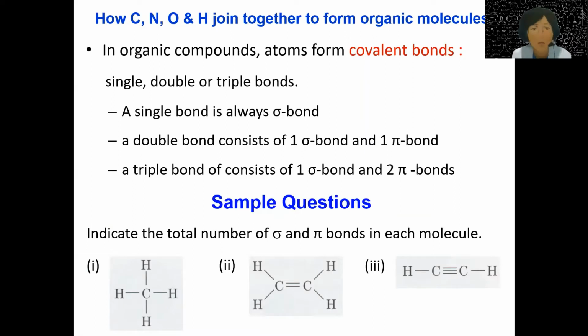So let us look at the sample questions. Indicate the total number of sigma and pi bonds in each molecule. So you have 1, 2, and 3 of them.